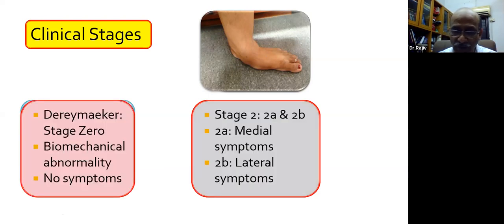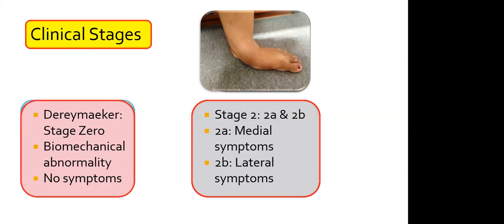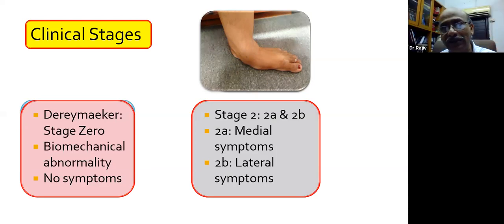Stage 2 was subdivided into stage 2A and stage 2B. In stage 2A, you have purely medial complaints because the pain and problem is lying on the medial side. Tibialis posterior is inflamed.